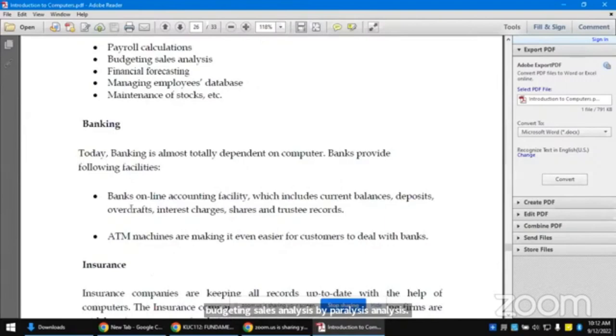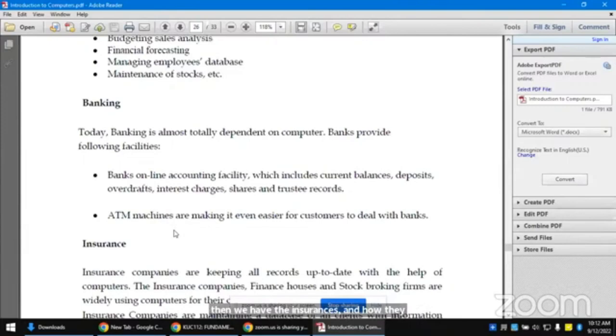Then in banking, not just limited to this, but in other areas, but I'll just say that banking is almost totally dependent on computer. Banks provide the following facilities: online account facilities, which include current balances, deposit, overdraft, and ATMs are also using that. Then we have the insurances and how they are used in insurance.